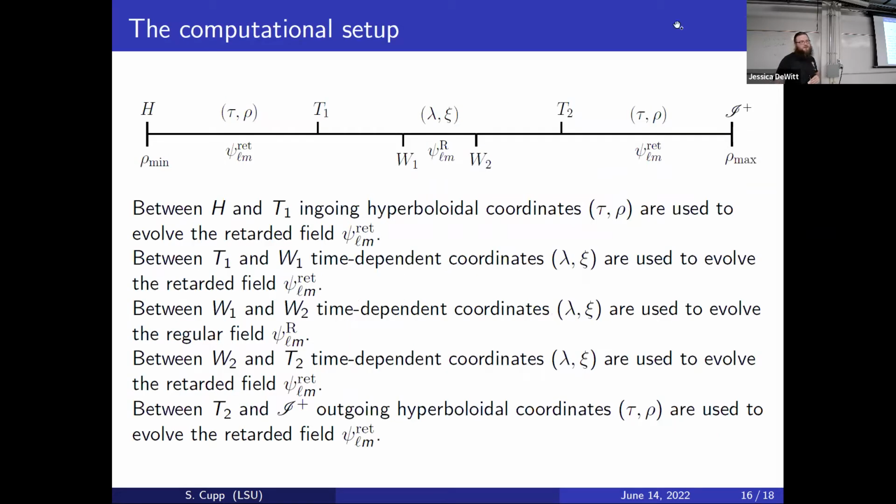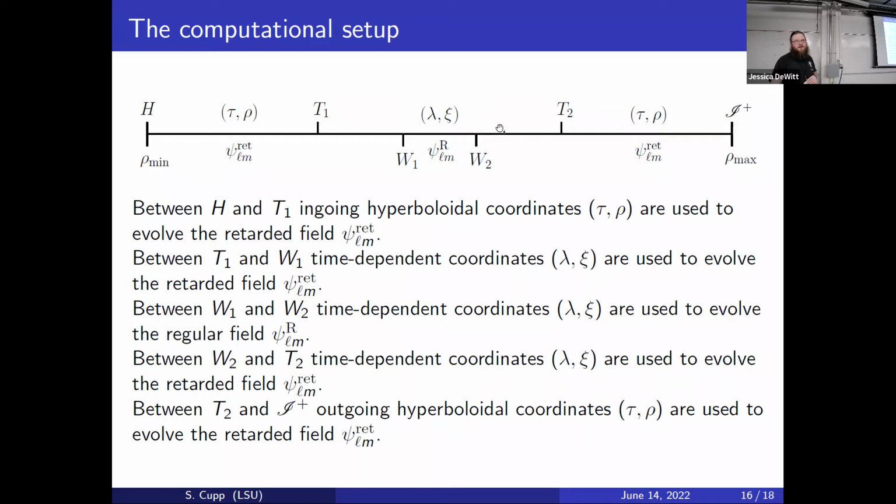So here's the computational setup, just to summarize again. We have the horizon at some rho min, and then we have scri plus at some rho max, and in the middle, of course, is our particle. In this first section, we're using the retarded field with tau rho coordinates, and then at some transition layer, we change to using either time-dependent or tortoise coordinates. And then once we hit here, we switch from using the retarded field to the regular field, and we're now in the region that has the effective source.